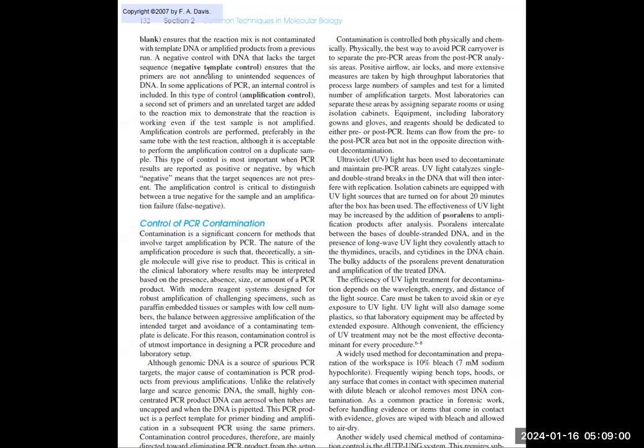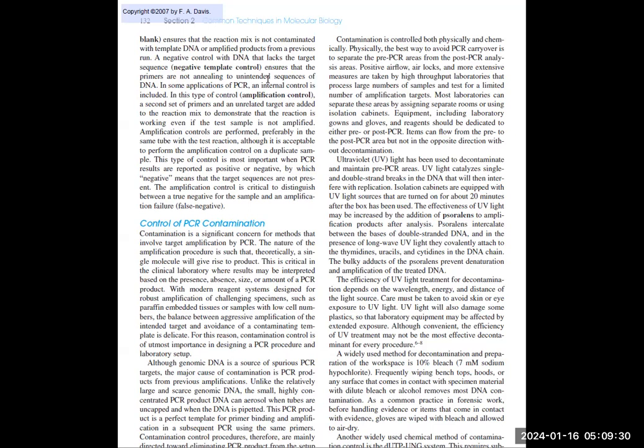We also have the negative control with DNA, the negative template control, because it lacks the target sequence. This guarantees that the primers are not annealing to unintended sequences.